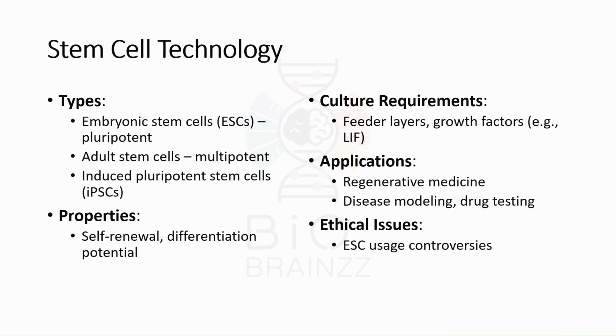Stem cells are special cells that can divide and differentiate into different types of cells. There are three main types: embryonic stem cells, pluripotent; adult stem cells, multipotent; and induced pluripotent stem cells, iPSCs. These cells have the ability of self-renewal and differentiation.